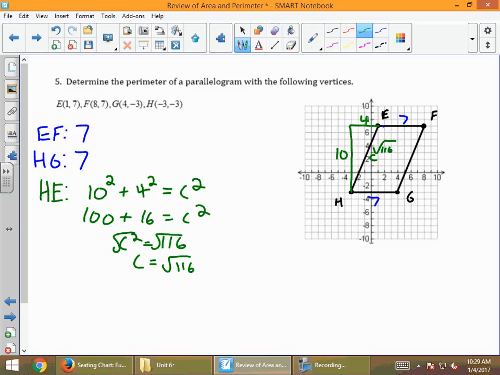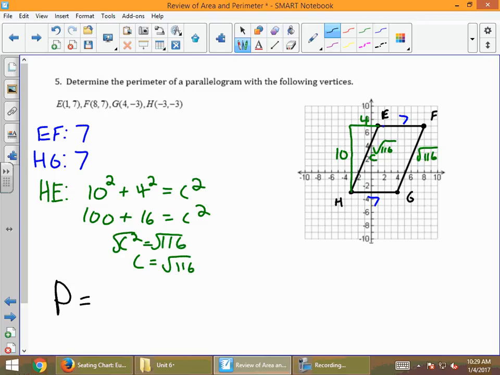Kind of what Ben said. Makes it real easy because I only need to do 2 of these. What's FG going to be? The square root of 116 as well. They're exactly the same because it's a parallelogram. And then going back to find the perimeter, we go on the outside. So we add them all up. So the perimeter equals all the sides added up.